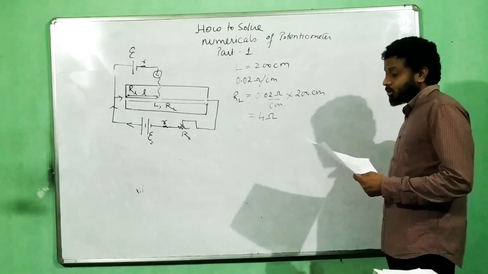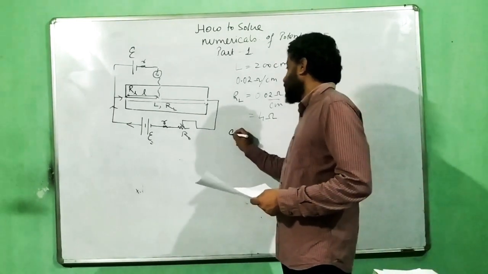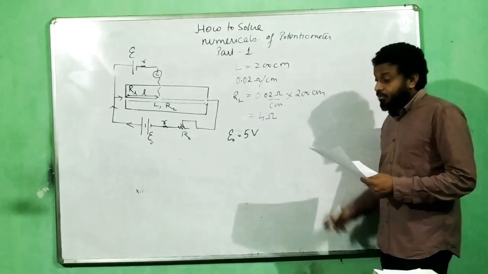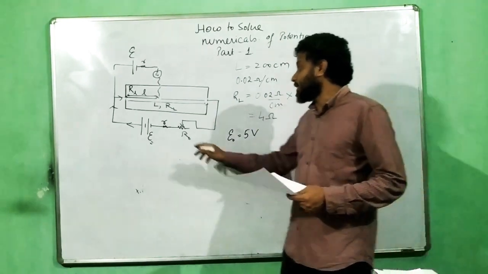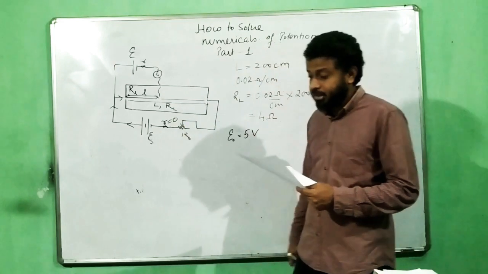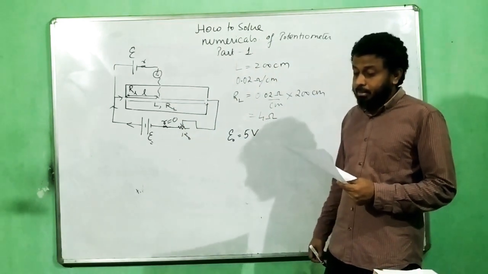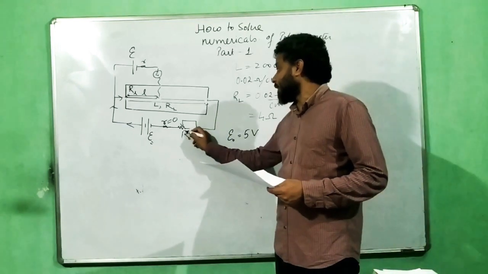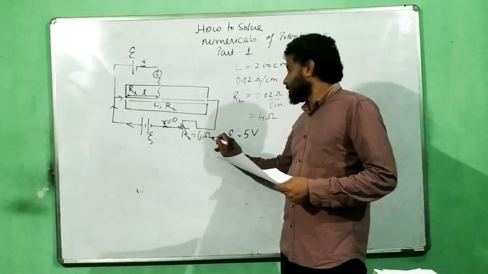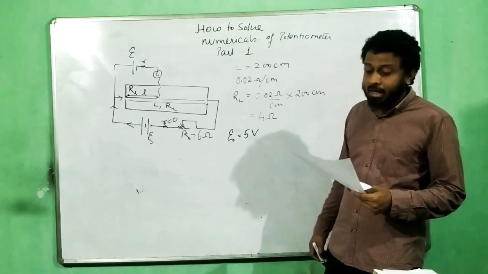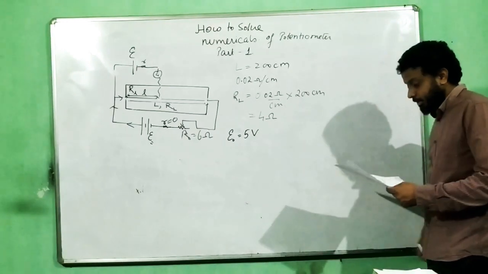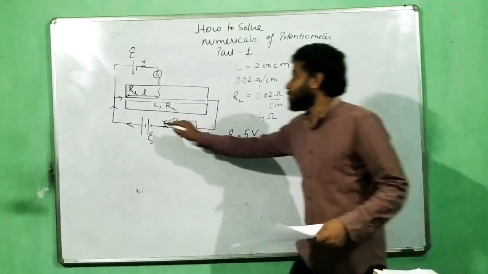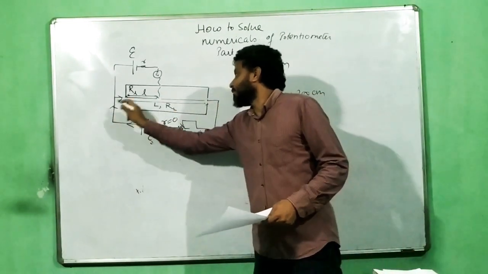Connected to a primary source of EMF 5 volt, so E naught is equal to 5 volt. Of negligible internal resistance, this has become 0 for me in this case now. But a rheostat is used at 6 ohm to get a desired deflection. So this is given to me. Find the current in the primary circuit at the balanced conditions.